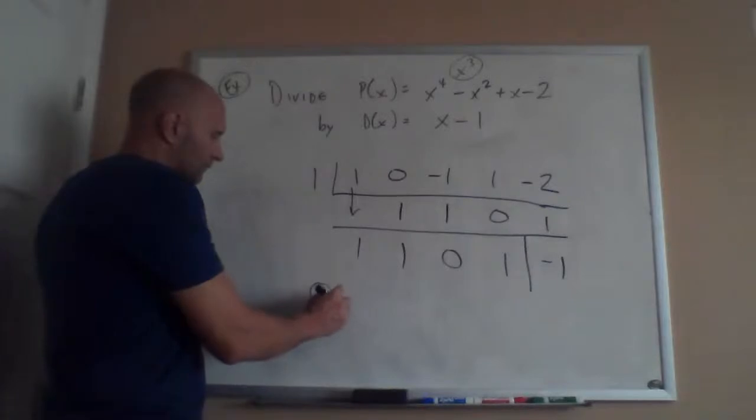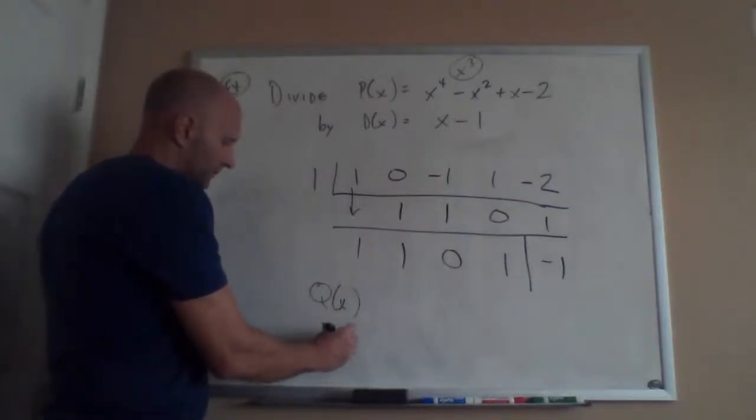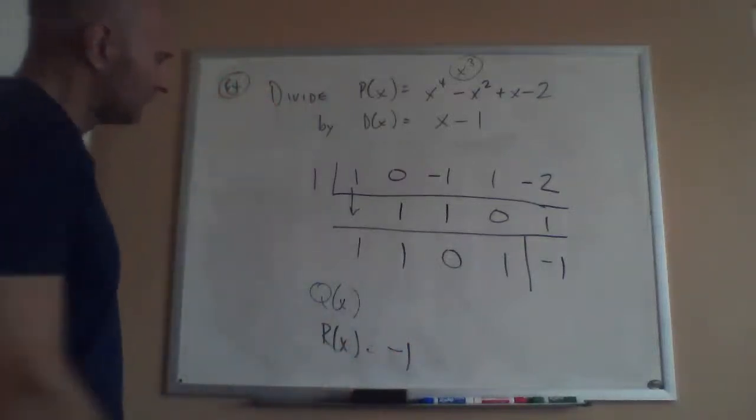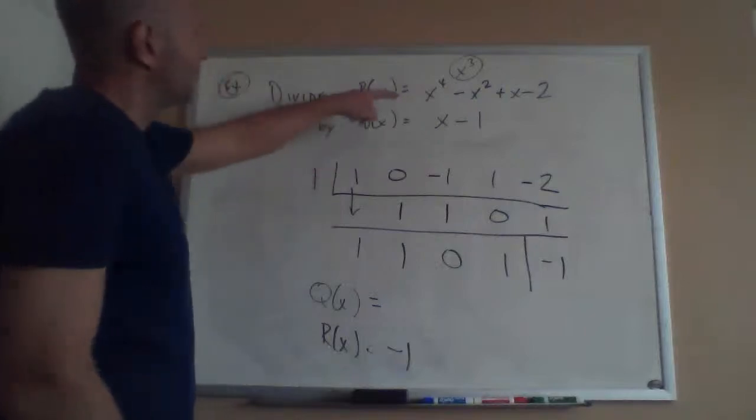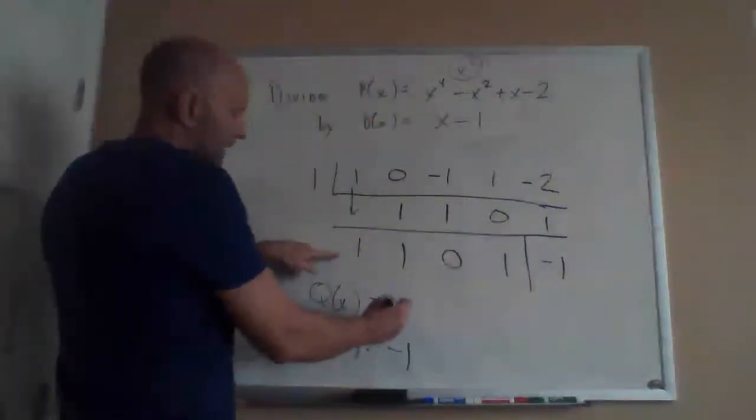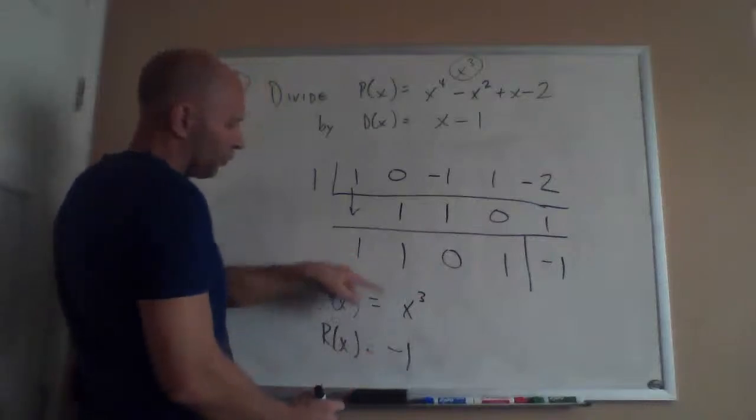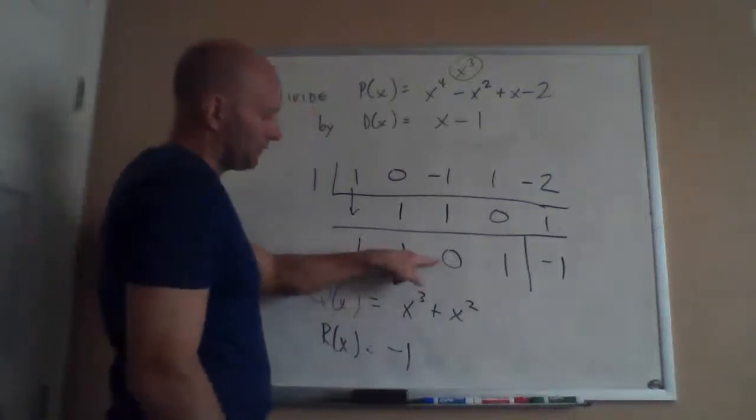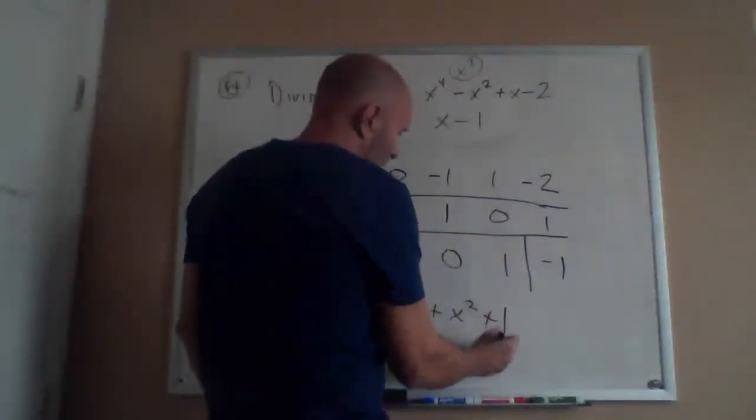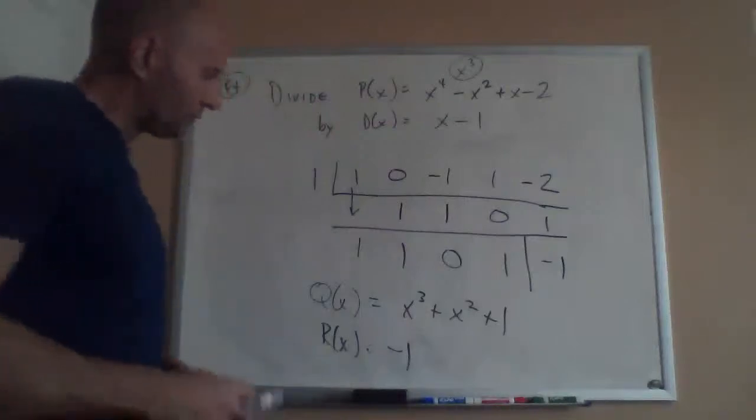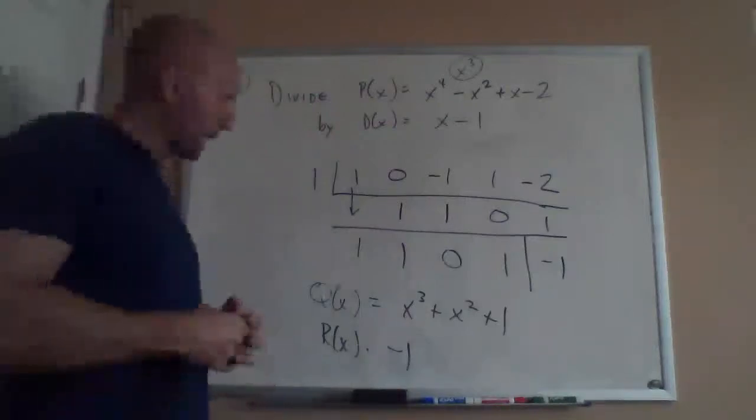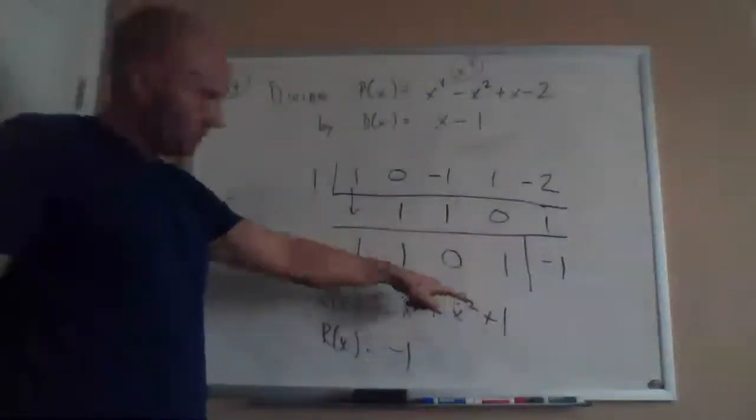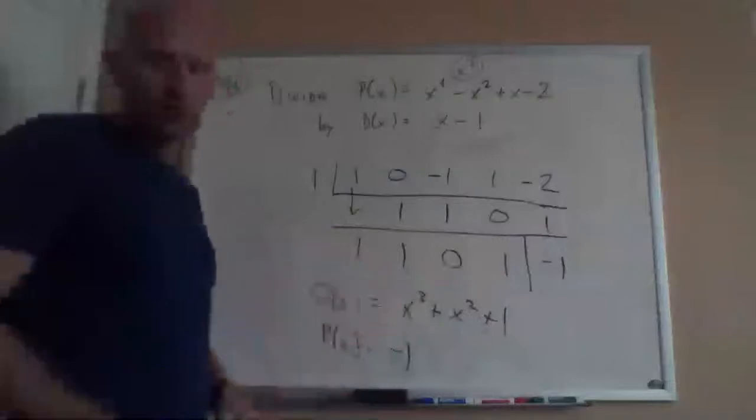All right, so we have Q of X and R of X. R of X, the remainder, is just -1. Q of X, I started with X to the 4th, so my answer is going to start with X to the 3rd, and it's 1, and then plus 1x squared plus 0x plus 1. So those should be the two answers that you have. Q of X is x cubed plus x squared plus 1 with the remainder of -1.